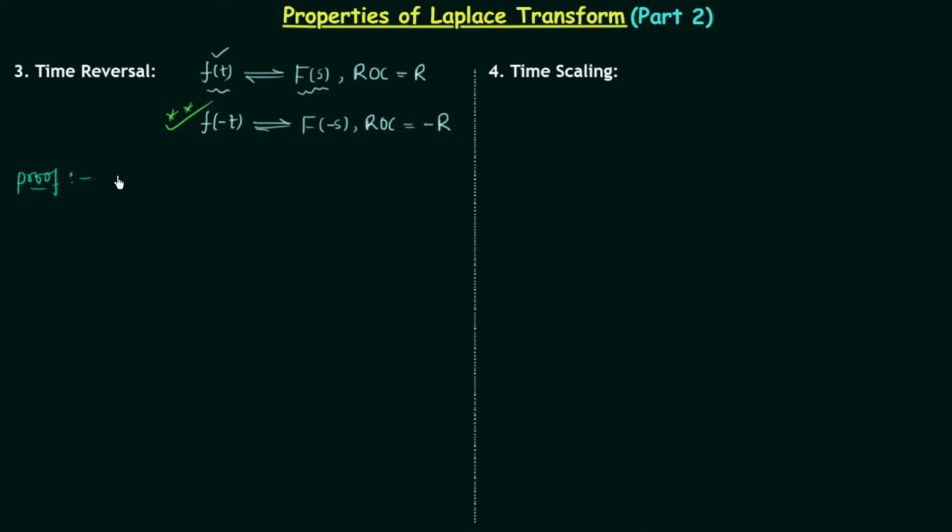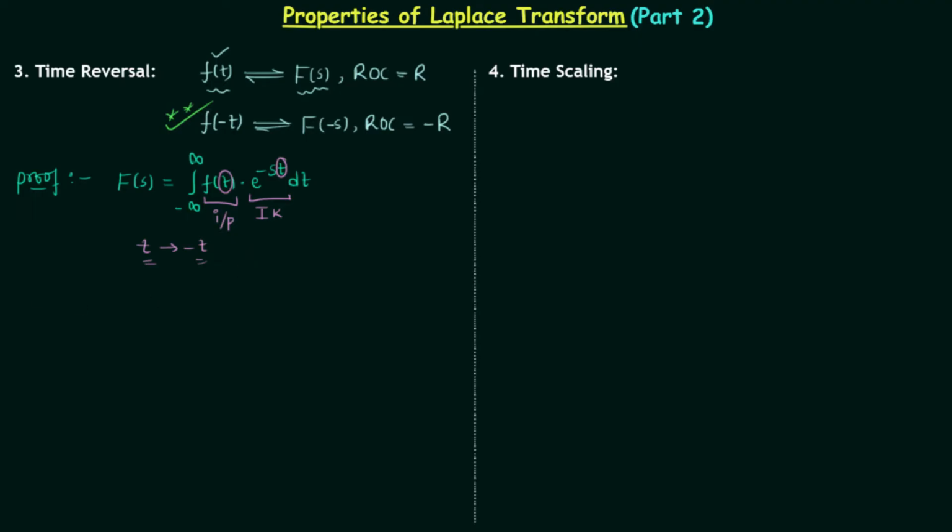To prove this property, I will write down the Laplace transform F(s). It is equal to integration from minus infinity to infinity of signal f(t) multiplied by e^(-st) dt. And we are performing the time reversal operation on f(t). Therefore, we will replace t by -t. But you have to be careful regarding replacement of t by -t. This t here will only be replaced by -t. Don't replace this t by -t, because e^(-st) is the integral kernel of the Laplace transform. This is not the input. f(t) is the input, and the reversal operation will only occur in the input.